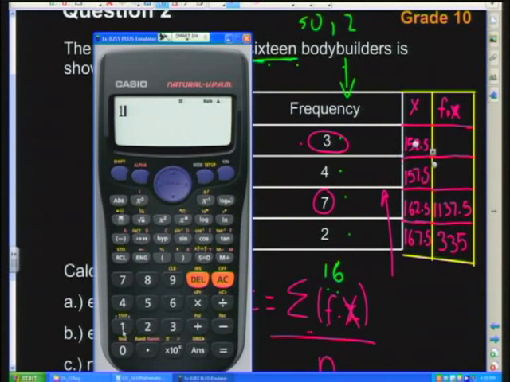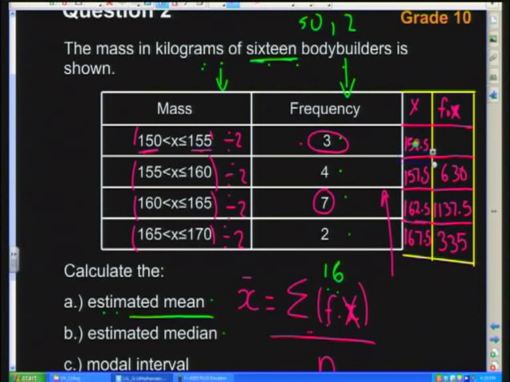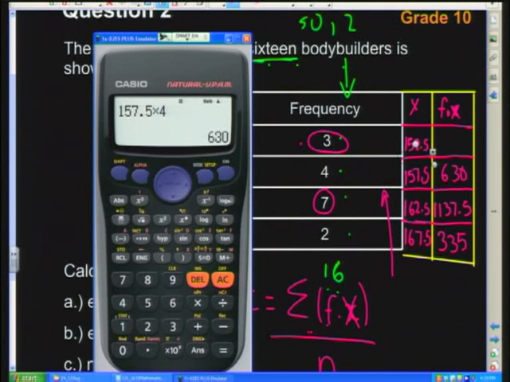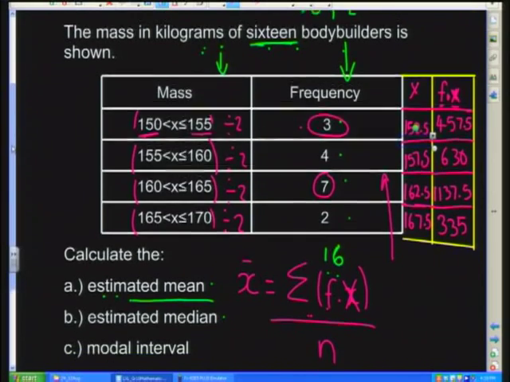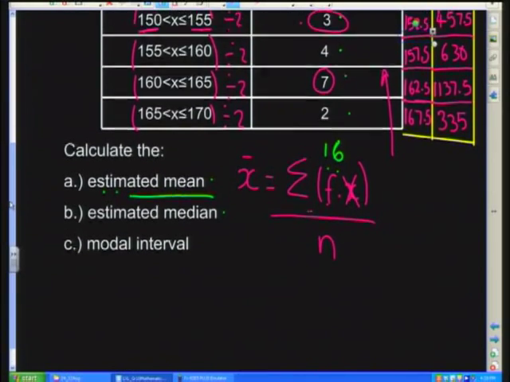The next one, it was 157,5 times by 4, and that gives us 630. And then the first one, 152,5, and we times that by 3. And we get an answer of 457,5. Alright, once you've got this column, your frequency times your midpoint, you now need to add all of these values together and divide it by n to work out your mean.